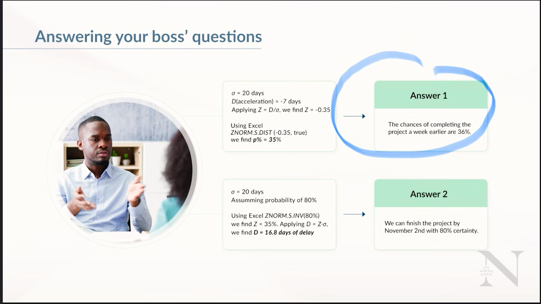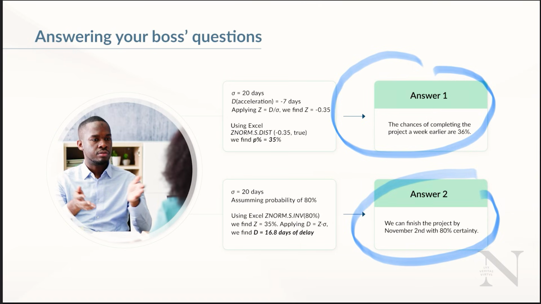Second question: how many more days do you need to be sure that this project is completed? First, we will interpret what "be sure" means. We translate this to an 80% confidence level. Then, the additional time needed will be equal to z-score times standard deviation. So your answer will be: we will need 17 more days to be sure that the project is completed with an 80% probability.